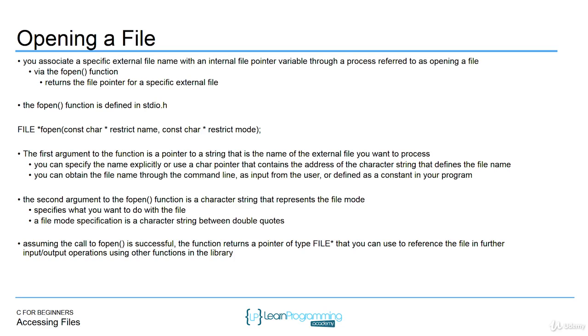File mode specification is a character string between double quotes. And I'll show you some of the ones that we're going to end up using a lot of. Assuming the call to fopen is successful, it will return that file pointer, all caps. And then you can use this file pointer to call other input-output functions in the standard IO header. And we're going to go through those when we go through reading and writing. Or you can also get the position using that pointer to change the position of where you are in the file. If the file cannot be opened for some reason, fopen is going to return null. So what this means is, before you start doing any reading or writing, make sure that the pointer is not equal to null. Another if check.